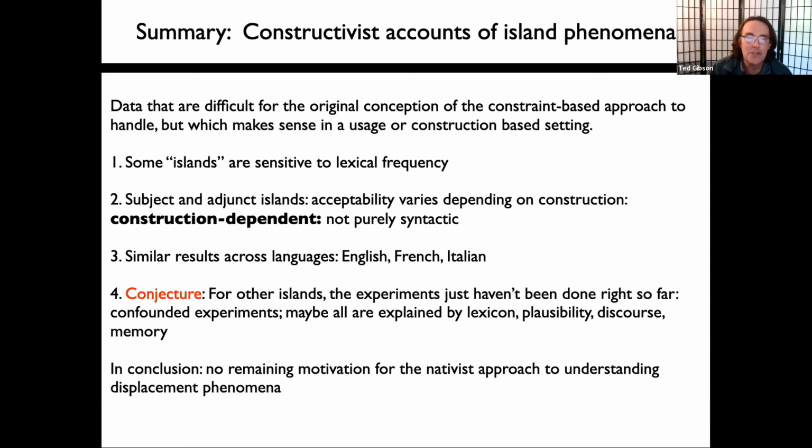We get very similar results across languages, English and French, and then there are results from the literature in Italian. We conjecture that for other islands, the experiments just haven't been done right. They're just confounded. So maybe all are explained by lexicon, plausibility, discourse, and memory. And the critical result, remember, is always an interaction. It's hard to have an intuition about an interaction. You have to do an experiment. But even if there is an interaction, the experiment doesn't tell you the source of the interaction.